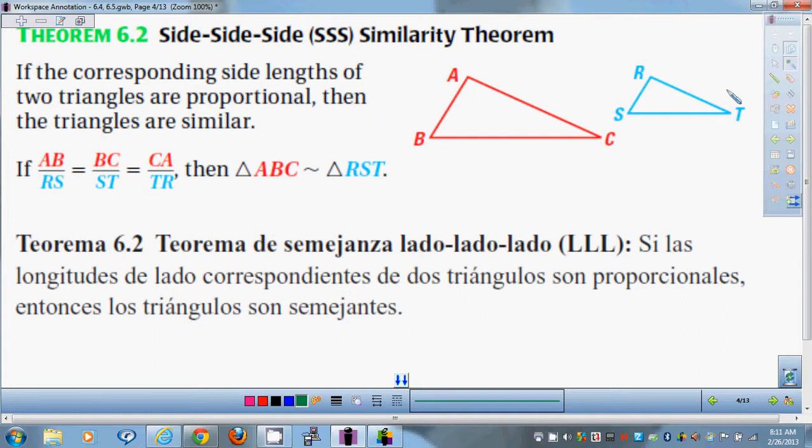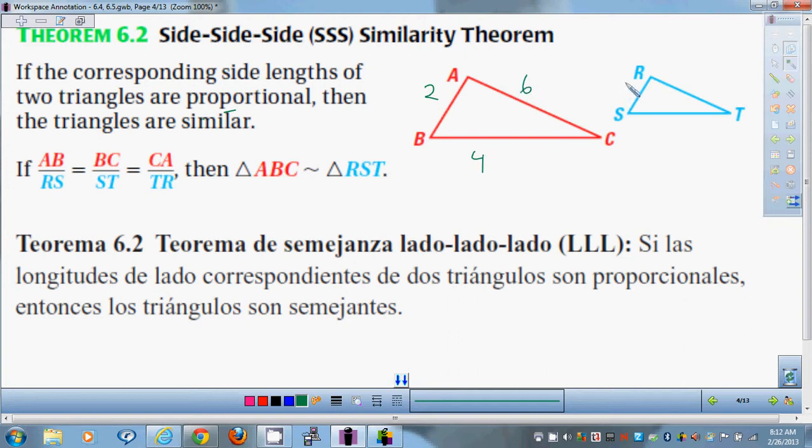If all three sides are proportional, then your triangles are similar. I would do a dance if I would think it would help. All three sides are proportional, then the triangles are similar. Quick little example. 2, 4, 6, 1, 2, 3.